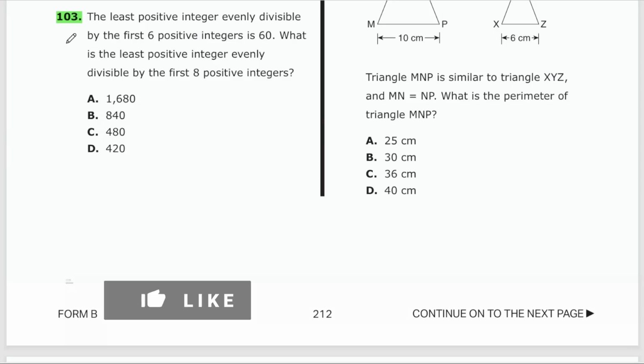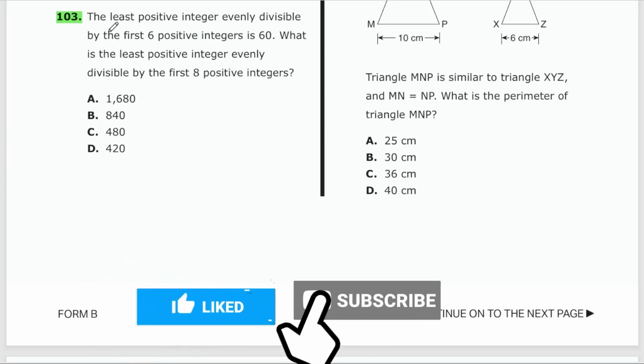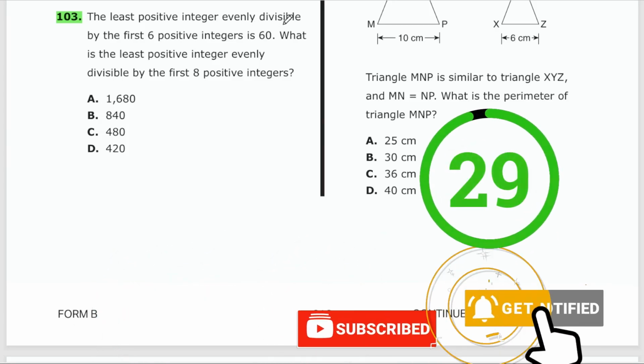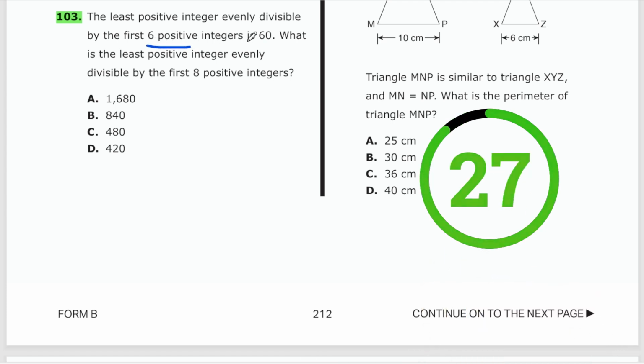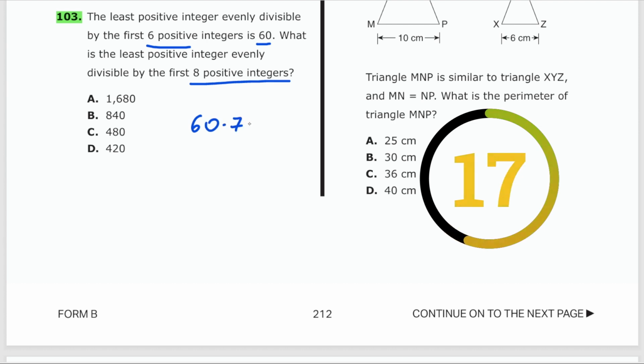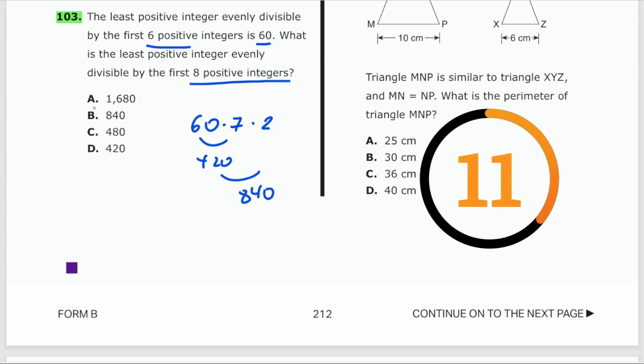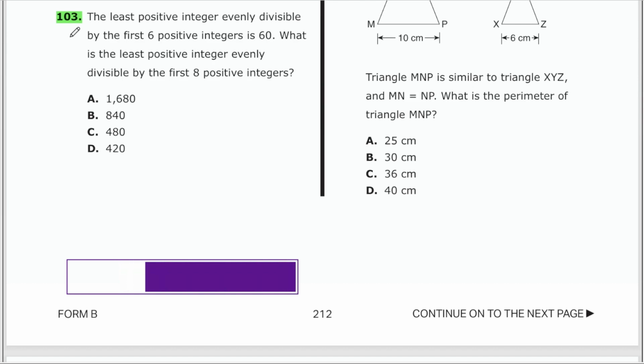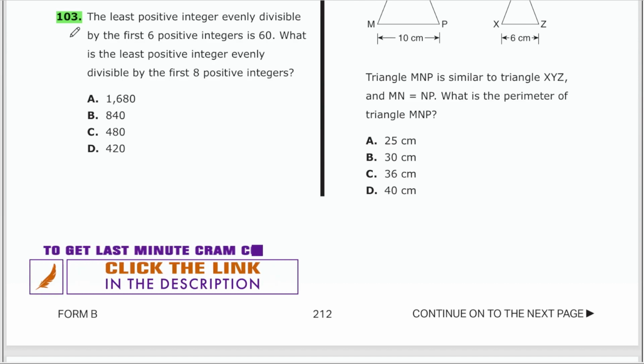So how can you do this problem in 30 seconds or less? The least positive integer evenly divisible by the first 6 positive integers is 60. What's the least positive integer evenly divisible by the first 8 positive integers? So it has to be 60 multiplied by 7 and multiplied by 2, which is 420, 840, and the answer is B. How was I able to do this problem so fast?